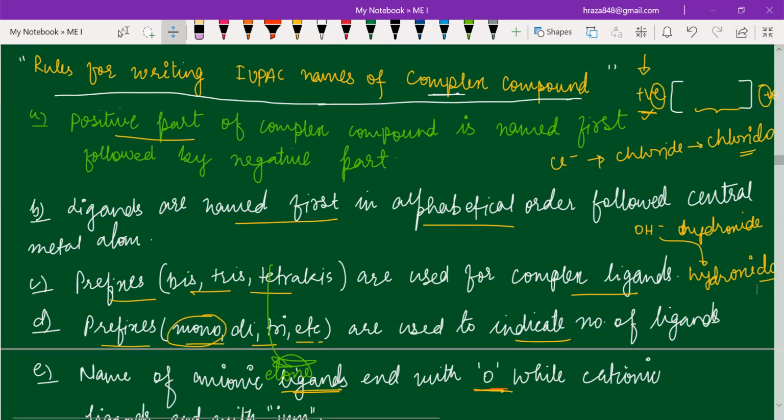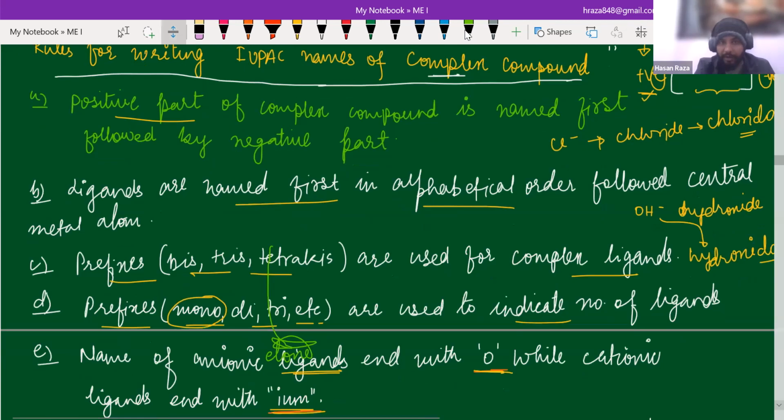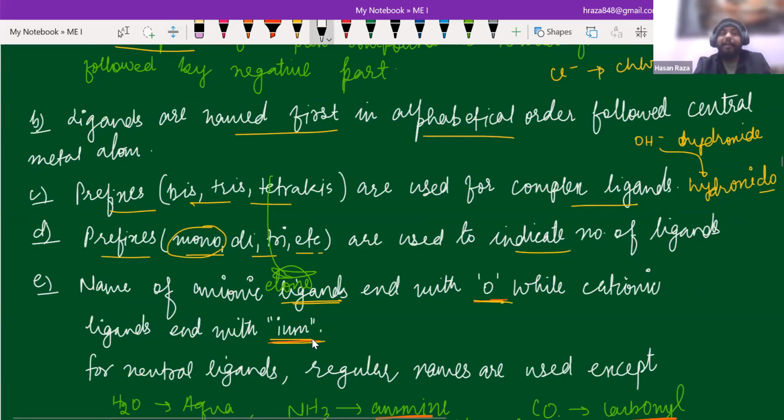Now come to the next point. If you have a positive ligand or cationic ligand, then its name ends with ium, IUM, like NO plus, nitrosonium. It is nitroso, but its name ends with nitrosonium, IUM at the end. Are you getting my point?